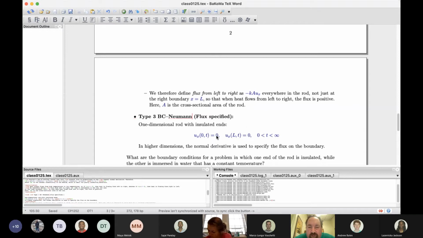In one dimension, we just specify whatever boundary condition is at the two endpoints of our interval. If we're in higher dimensions, instead of du dx or du dy, it's the normal derivative. So it's the derivative in a direction that is normal, or perpendicular, to whatever boundary of your domain that you have.